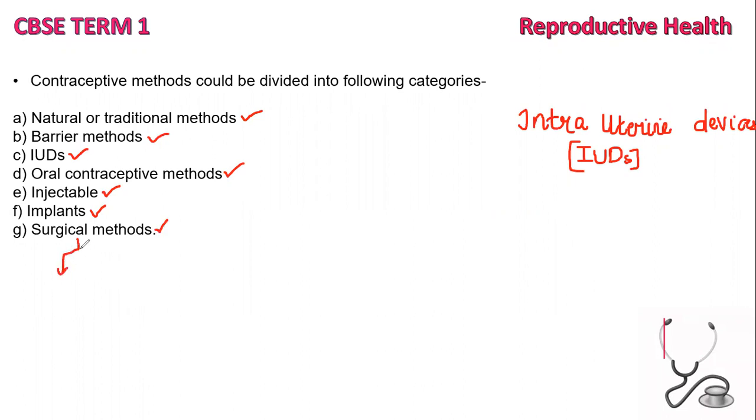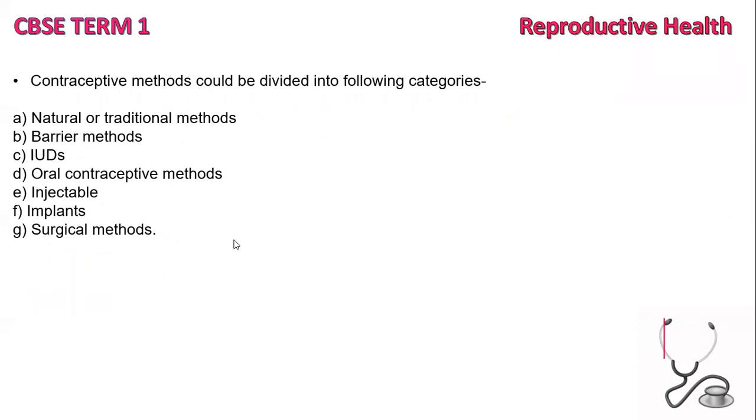Surgical methods are mainly what? Permanent contraceptive methods. What are the two? In case of males, you will take out vasectomy. And in case of females, you will take out tubectomy. Clear? So vasectomy and tubectomy are the main final or irreversible contraceptive methods that are used to completely stop pregnancy in a female. Clear?